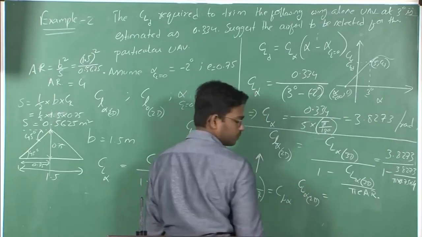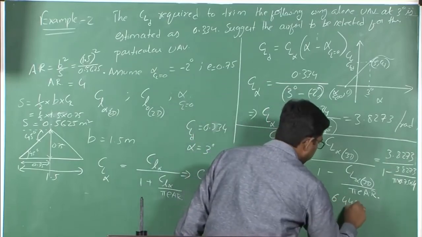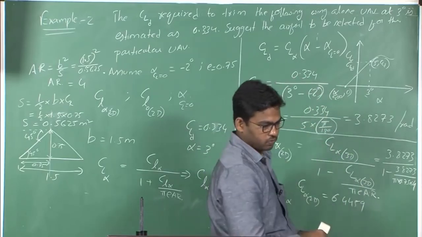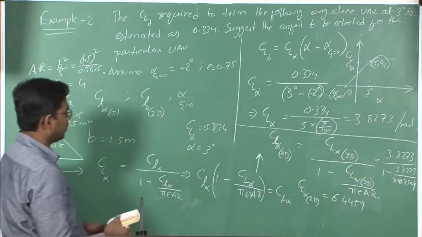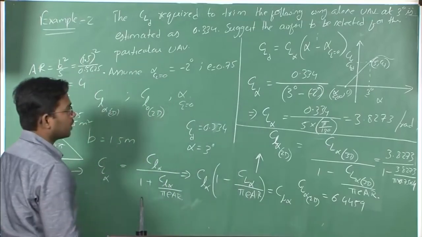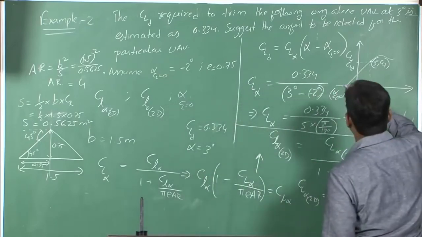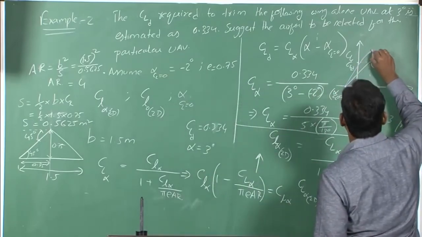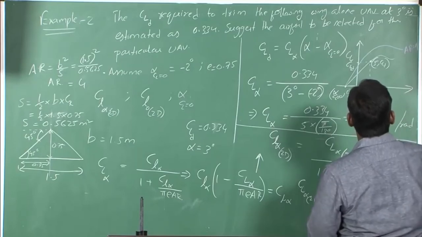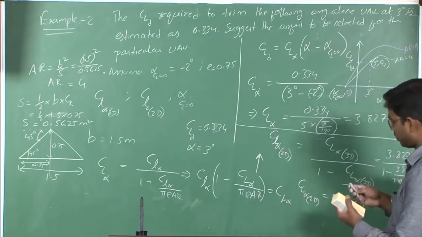CL alpha 2D is 6.4459. Now you are able to find the CL alpha 2D of this airfoil. Now we need to find the CL naught of this airfoil. Say this is my airfoil data. Aspect ratio is infinite. Here we have aspect ratio equal to 4 for this wing.